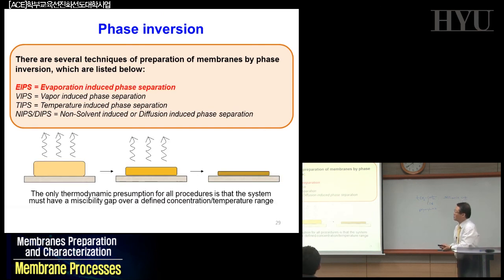Okay, so let's talk about evaporation. Evaporation is the one where you have a polymer solution. For example, if you have 30% polymer and 70% solvent, the 70% solvent will be evaporating, so that your final thickness of the membrane after complete evaporation of solvent will, of course, be determined by the weight percent of your polymer, so that you have dense films.